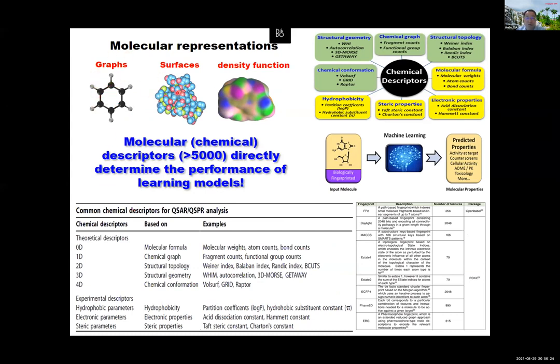And we heard Herbert talk about the molecular surface or volume representation, and then there are certain density function representations from the electron density information of the molecules. And from these representations, a gigantic number of features, which they call molecular descriptors or chemical descriptors, have been proposed. Currently, there are several books designed just to contain all these descriptors.